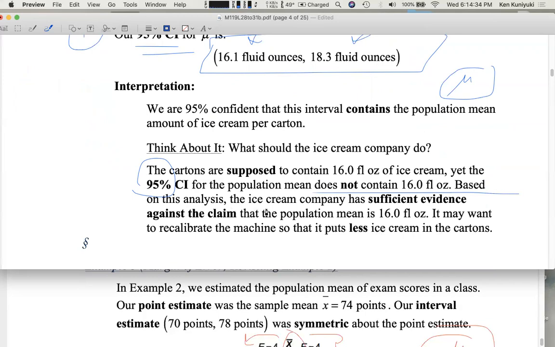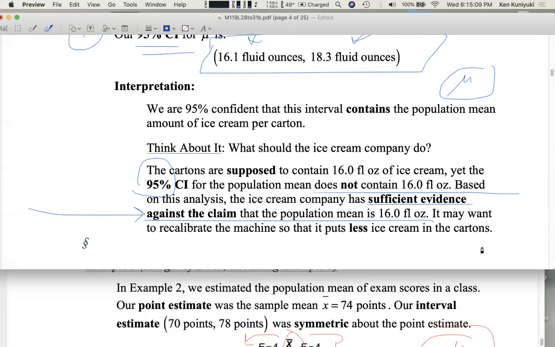So based on this analysis, the ice cream company has sufficient evidence against the claim that the population mean is actually 16.0 fluid ounces. In the last part of this course, we're going to use a lot of this kind of wording when we do hypothesis tests. The ice cream company has sufficient evidence against the claim that the population mean is 16.0 fluid ounces. It's putting in too much, looks like. So it may want to recalibrate the machine so that it puts less ice cream in the cartons.